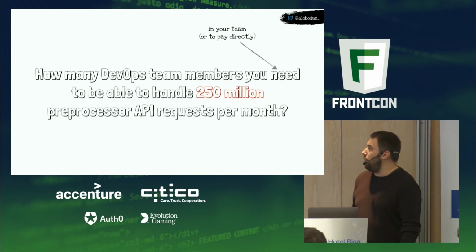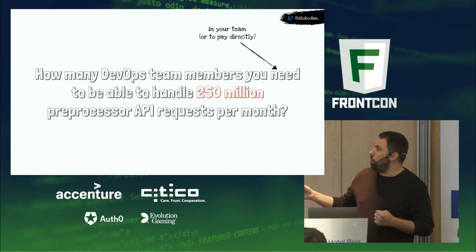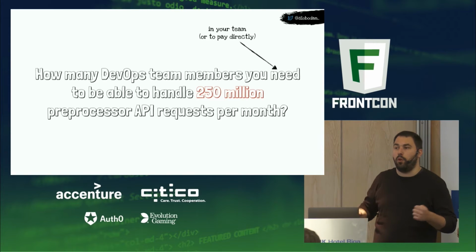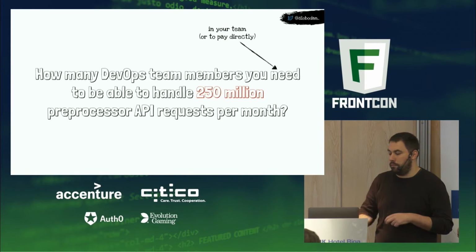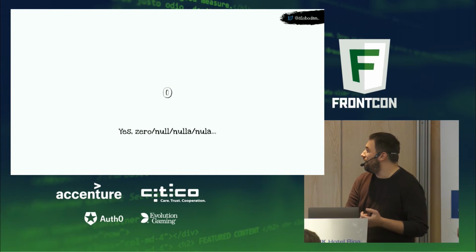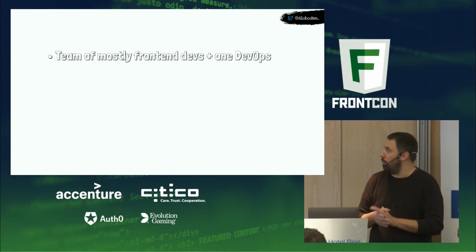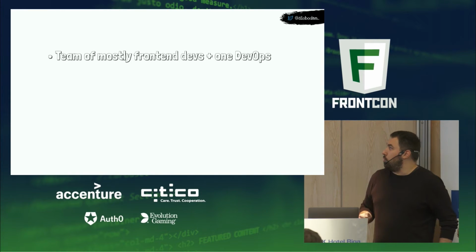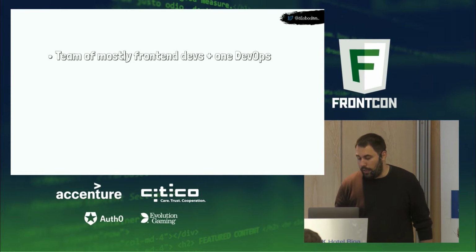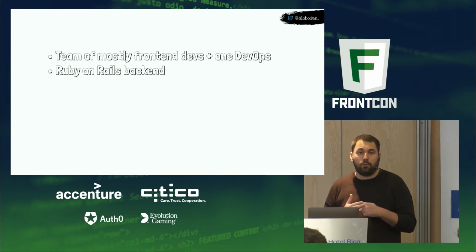And how many DevOps and backend people do you think they use to be able to maintain and serve that thing to all the users? Exactly. Yes. I have even animation. So let me tell you a story about their team. So they have team of mostly front-end developers. They have one DevOps person, and they work with Ruby on Rails.